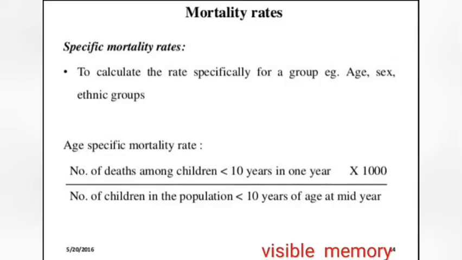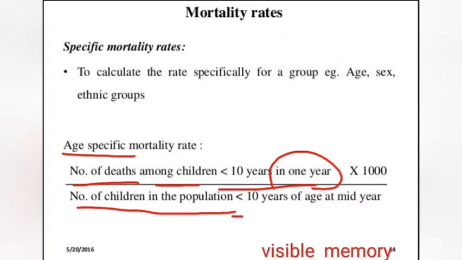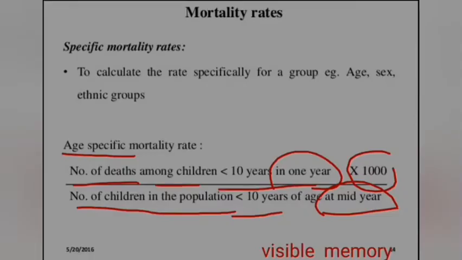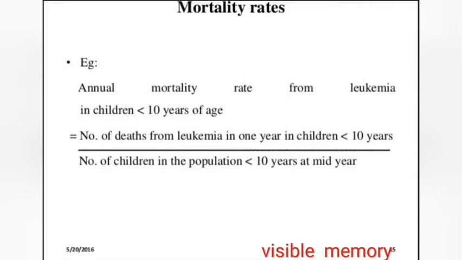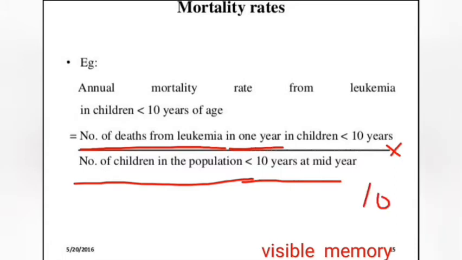So the specific mortality rate can be age specific and cause specific. When we talk about age specific, it is the number of deaths among children less than 10 years of age in 1 year, over the number of children in the population less than 10 years of age at mid-year, multiplied by 1000. In a disease specific mortality rate, it is the number of deaths from leukemia in 1 year over the number of children in the population less than 10 years at mid-year, multiplied by 1000. It has both age specification and cause specification.